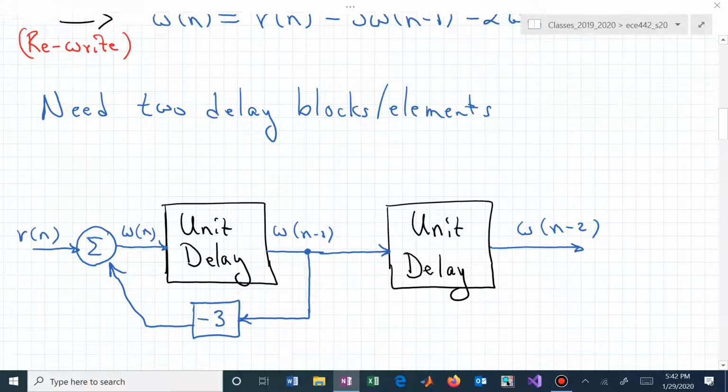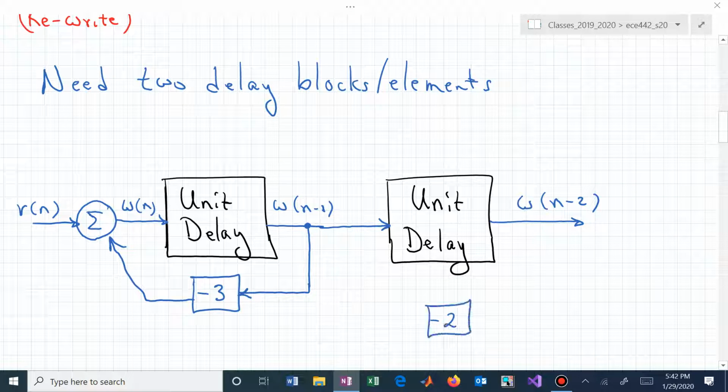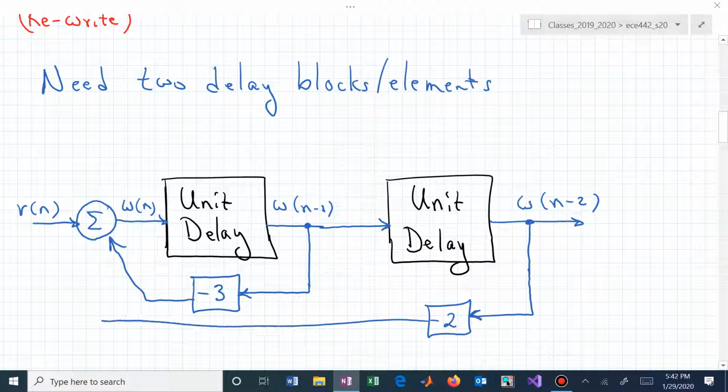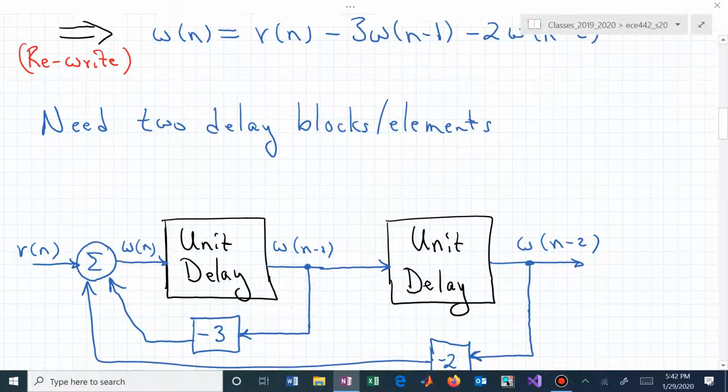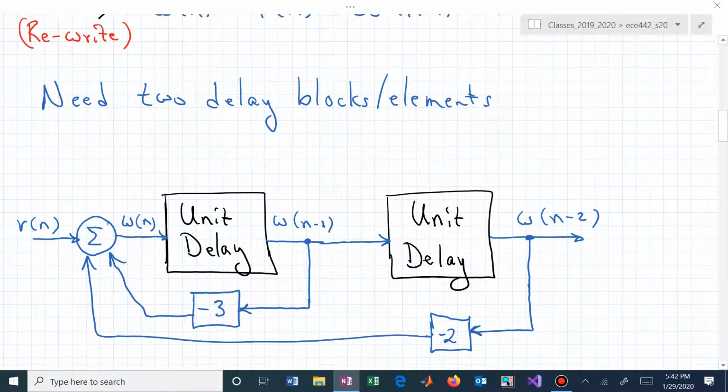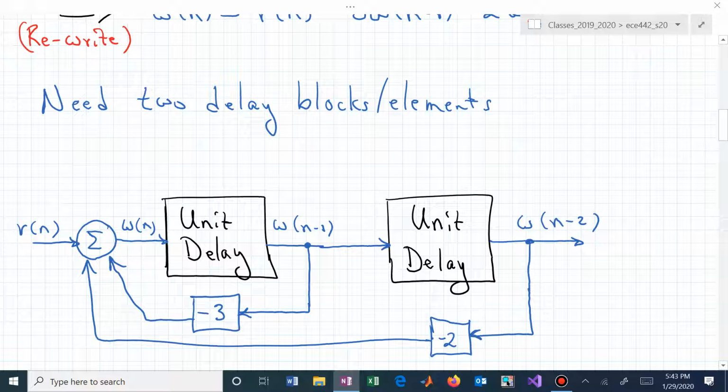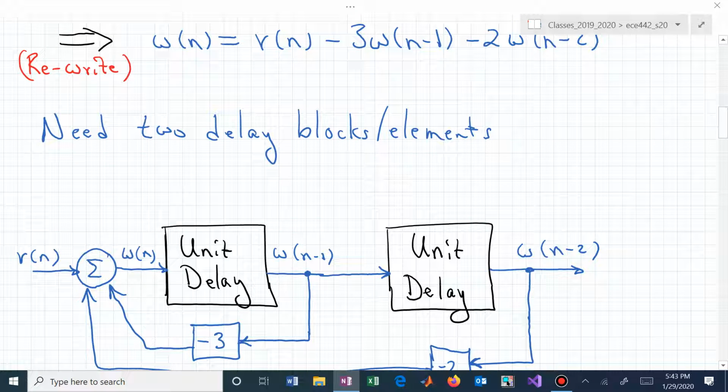To finish it up, now we take minus 2, and that's going to be used to scale W of n minus 2, and that will now be our last. And now that minus sign is a little close to the edge, so let me make sure that it's clear, and that's now a block diagram representation of the original difference equation. We can now tweak that block diagram with whatever signal we're interested in.